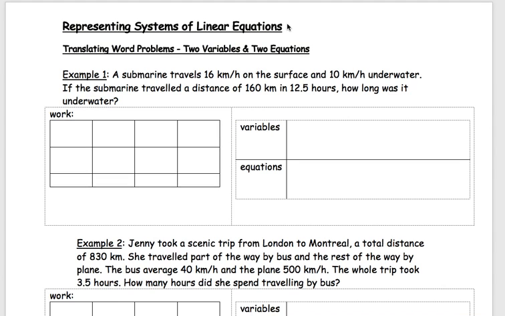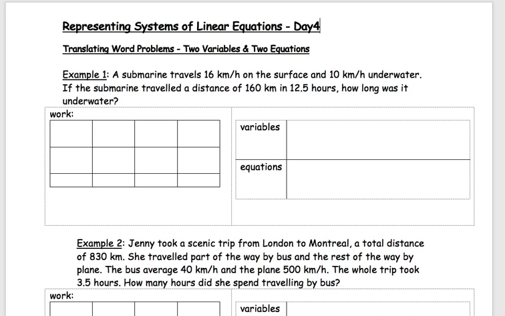Okay, so welcome to day 4 of translating word problems. So this is our last one. It should be a short little lesson here.